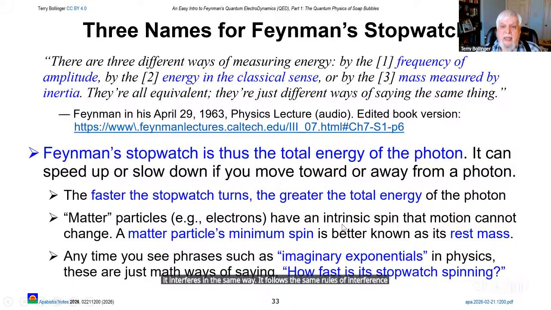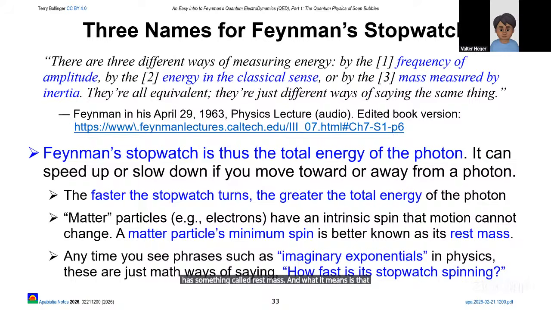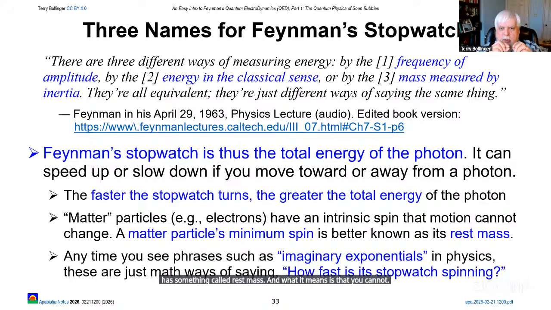There's a catch with an electron, though. And the catch is this. The electron, unlike the photon, has something called rest mass. And what it means is that there's no way you can get rid of this inherent frequency that's attached to that particle.